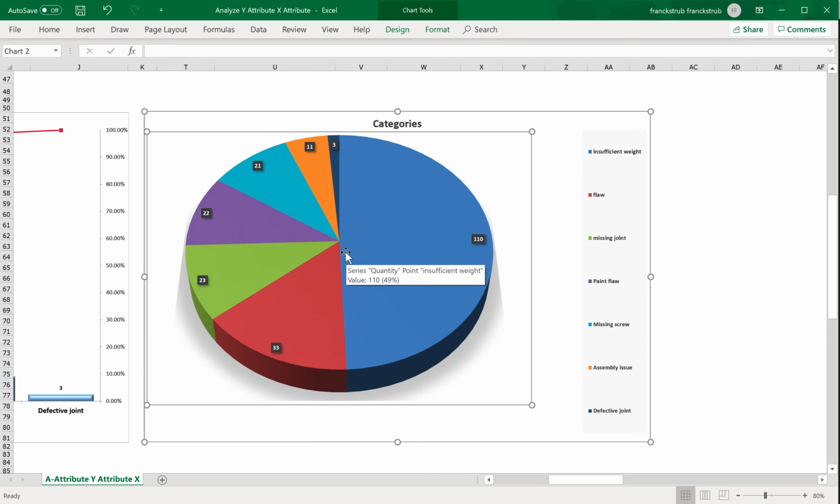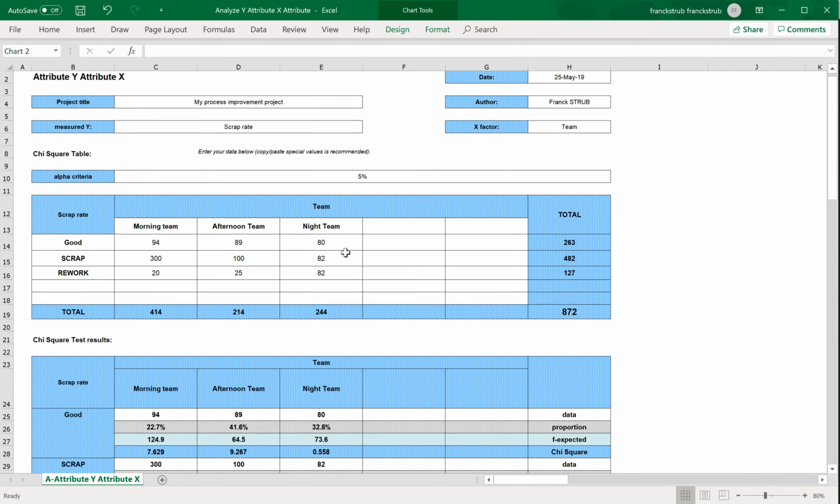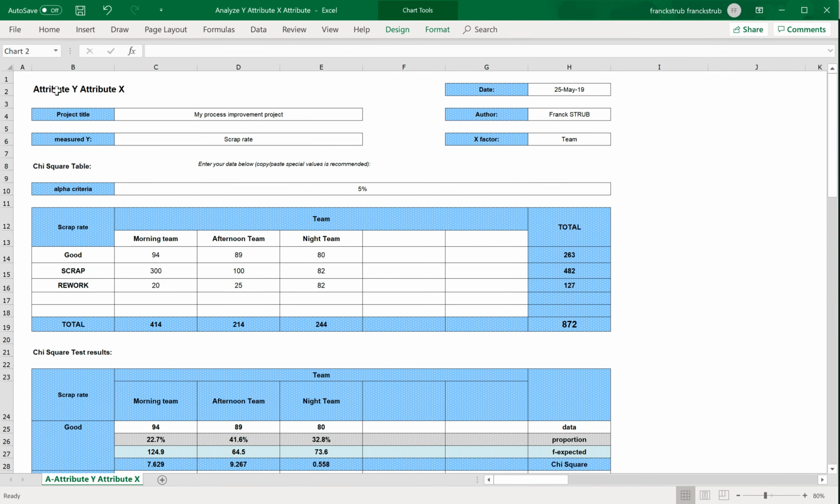These are the two tools that you can use if you have a DMAIC project and a Y or CTQ which is attribute type with an X factor attribute.